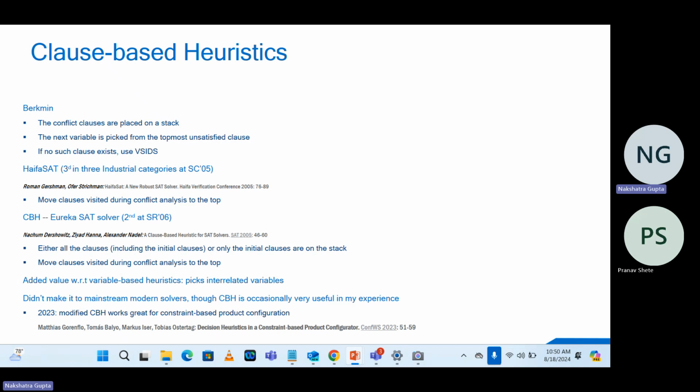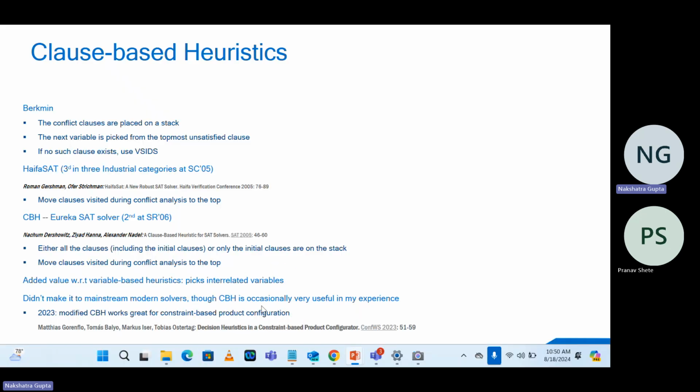And there was a recent paper about CBH, that if you modify it, it works on frame-based production control. So I still think there's potential to use it. Yeah, but again, like I said, they didn't make it over. So far.